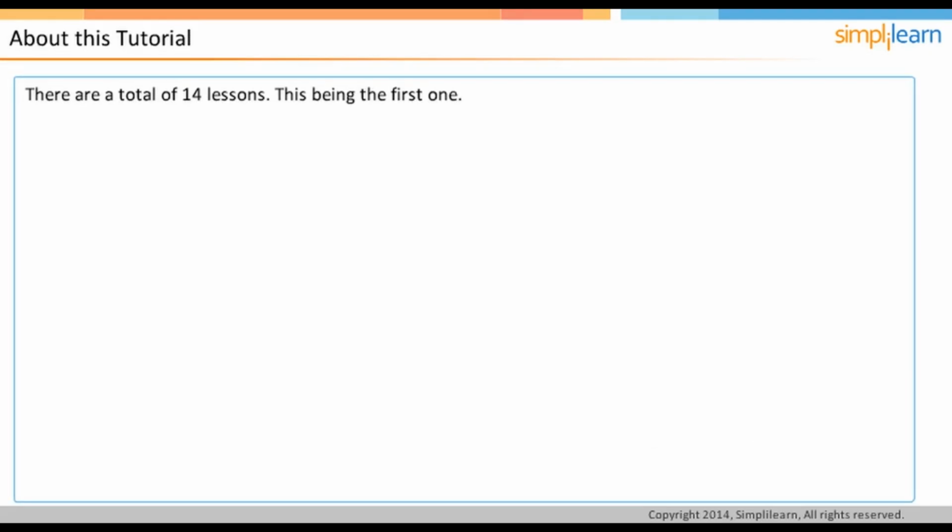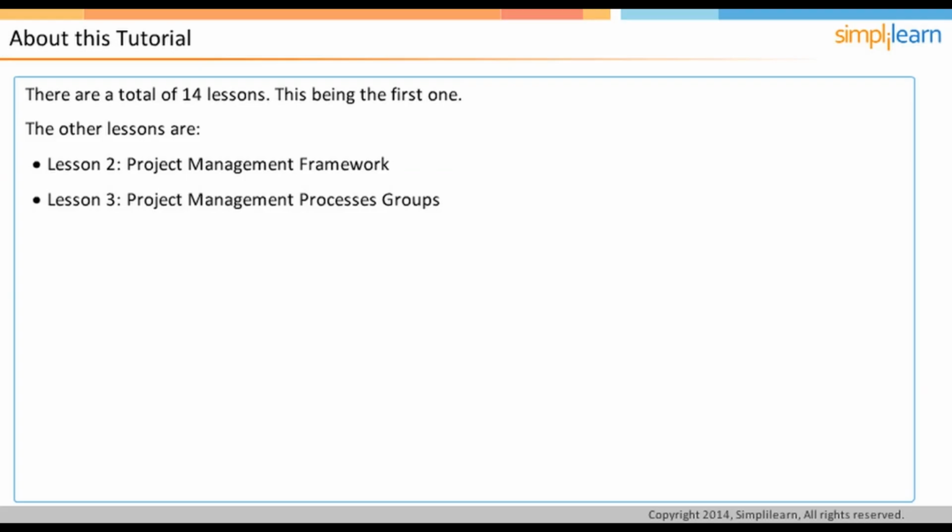Let us take an overview of the lessons of this tutorial. We have 14 lessons in total. This is the first lesson, which is an introduction to the CAPM certification. Lesson 2, Project Management Framework, aims to explain what project and project management is all about. It can be considered as an introduction to the project management. Lesson 3, that is, Project Management Processes Groups, aims to explain the 5 project management process groups.